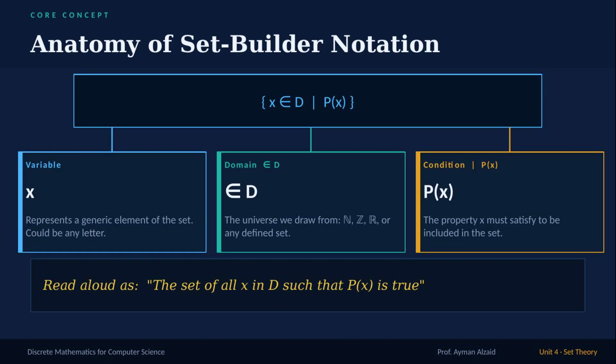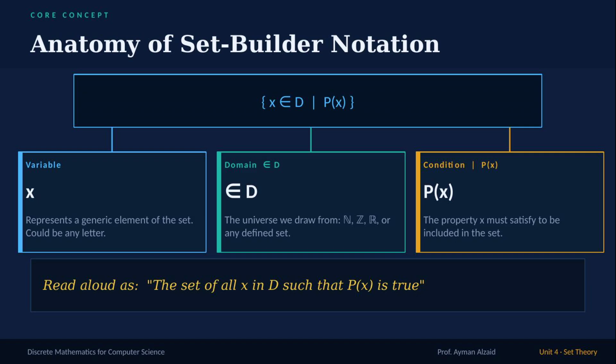Let's break down the structure carefully. A set builder expression has three required parts. First, the variable. Typically x, it represents a generic element we are testing. Second, the domain, written after the membership symbol. This specifies the universe we are drawing from: the integers, the reals, the naturals, or any defined set. This part is not optional.